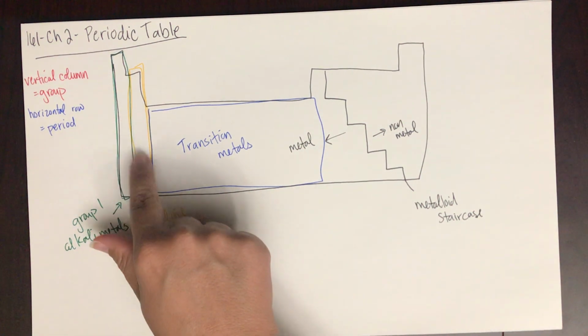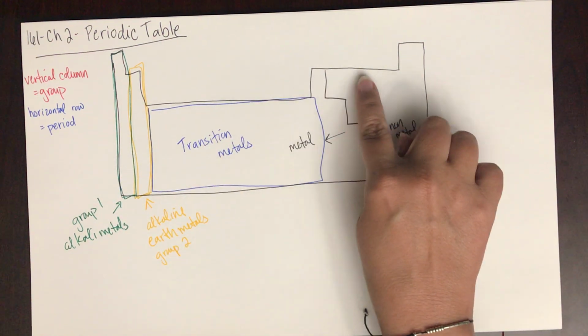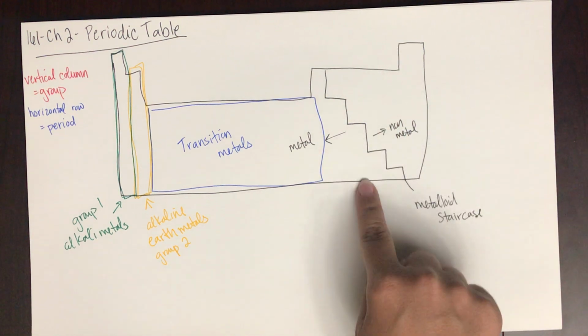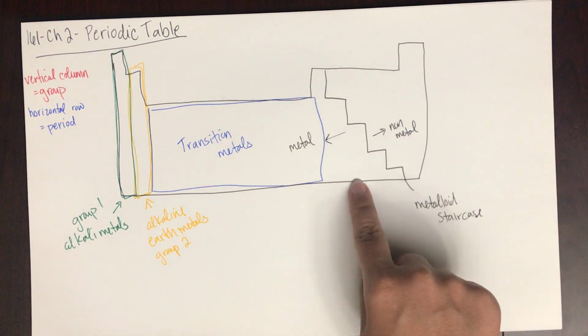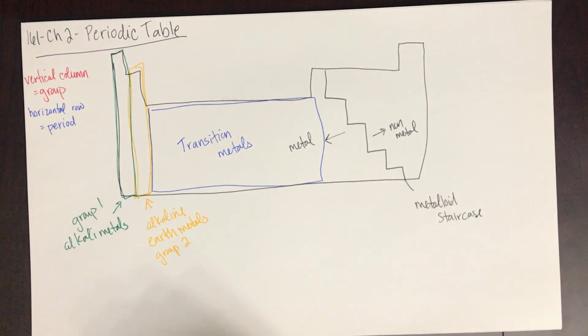So here we have group 1, group 2, then we skip these 10 in the middle. Then we have 3, 4, 5, 6, 7, 8. So let's start here at 7. Group 6, these are called the chalcogens. I'm not going to require that you know the chalcogens, but that is group 6.